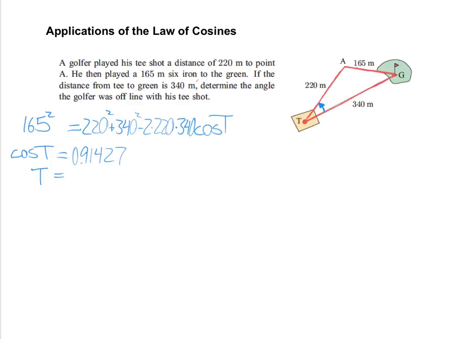Remember, you can't subtract the minus 2 times 220 times 340. You've got to subtract the other stuff, and then we're going to divide both sides by that product part because it's got the cosine attached to it. Okay, is anyone not getting that? Okay, we know cosine of t, so now to get angle t, we're going to use the inverse cosine. And that gives us 23.9 degrees.